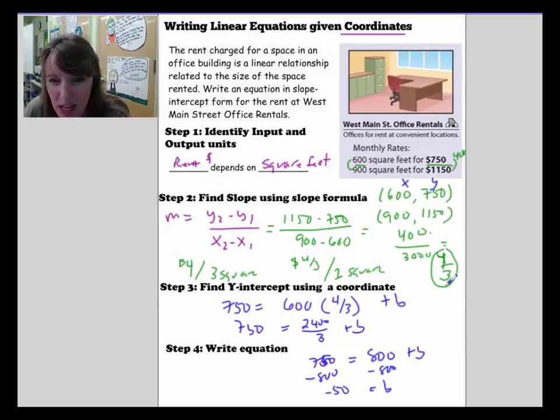Now this doesn't make a lot of sense when we try to interpret it in terms of the problem, because it would mean if you had 0 square feet, you're paying negative $50, or it's almost as if the business owes you $50, because if the positive amount is what you're paying, then a negative amount would be what they pay you. So it doesn't really make sense in terms of the problem. But if your main goal was to get the equation, then we could still write the equation.